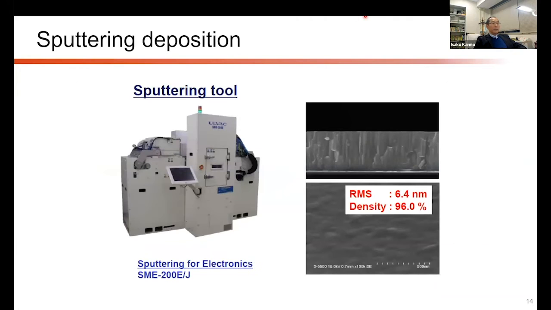And sputtering also is a very useful method. This is an Ulvac mass production sputtering machine. You can see the high density PZT thin films can be grown on the silicon substrate, with a very dense columnar structure. You can see the surface structure is very smooth. So it's very important for doing very fine microfabrication processes.